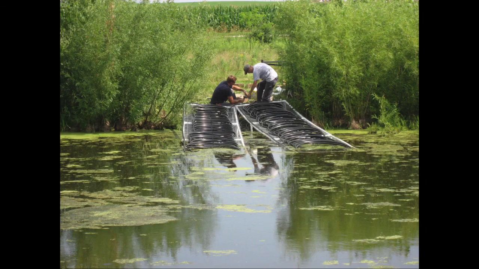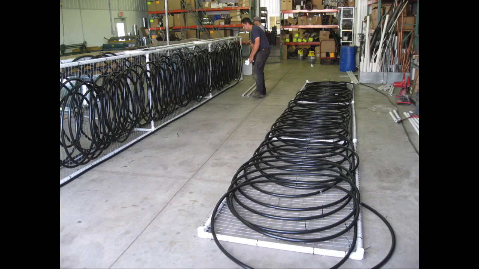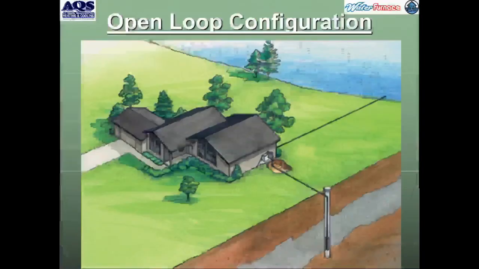This one's showing a pond system where they're burying a slinky loop down into the water, and so they'll float it out there, and then they'll drop it down is what they'll end up doing. This one's just showing some more slinky system, and they're building these up.